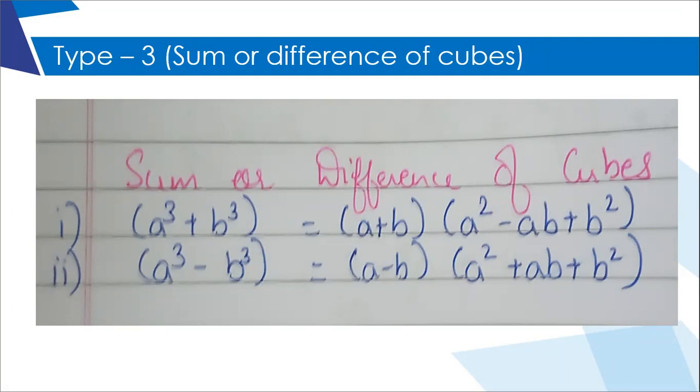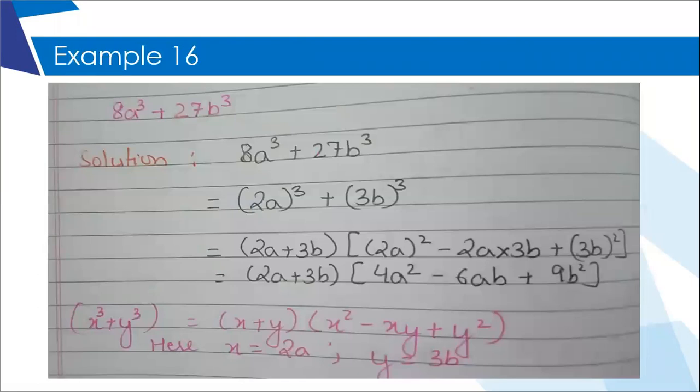Noted, children? Yes, ma'am. Okay, let's move to the questions which are based on this. You have to be very careful where you have to put a plus sign and minus sign. So this is the first example, 8a cube plus 27b cube. Now the solution goes like this, 8a cube.